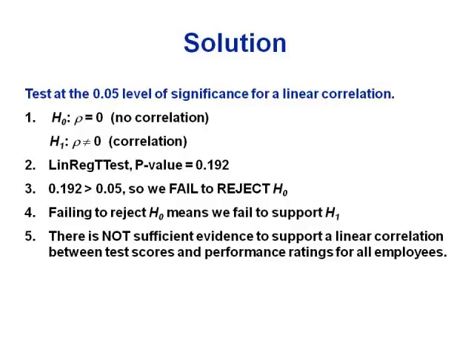We go do the LinRegTTest. In this case, the p-value comes out to 0.192. Well, that is bigger than 0.05. So in this case, that is not small enough to rule out the null. We fail to reject the null. That means we fail to support the other one, the alternative. We've got the word fail in here, so this is a case where there's not sufficient evidence to support the alternative, which was that there was a correlation. So there's not sufficient evidence to support a linear correlation between test scores and performance ratings for all employees.